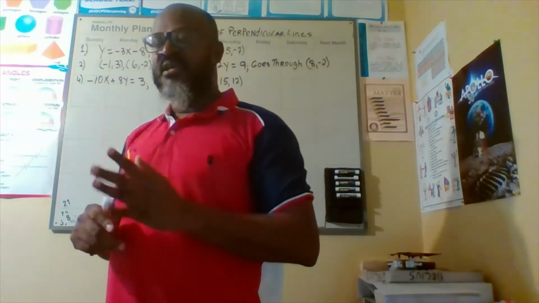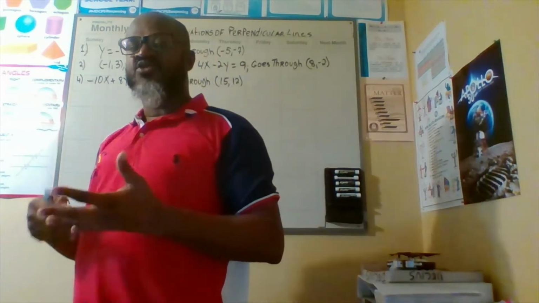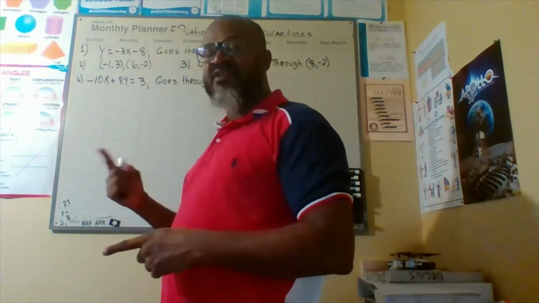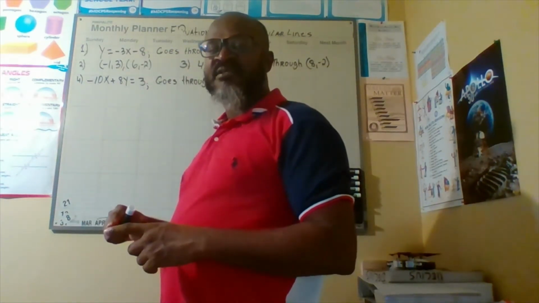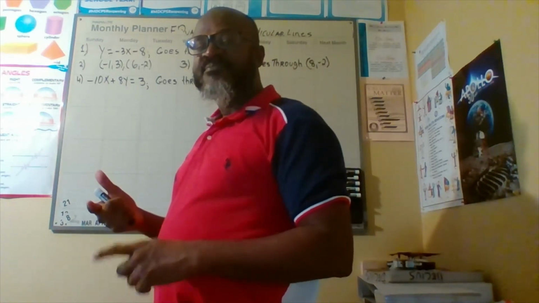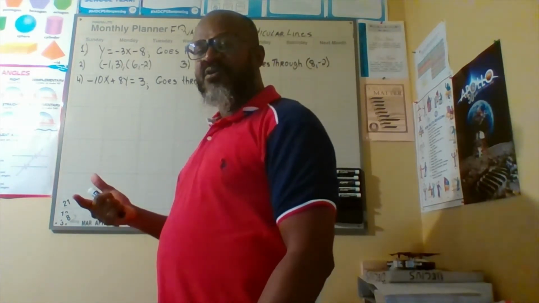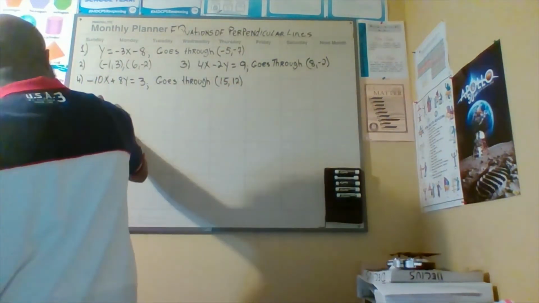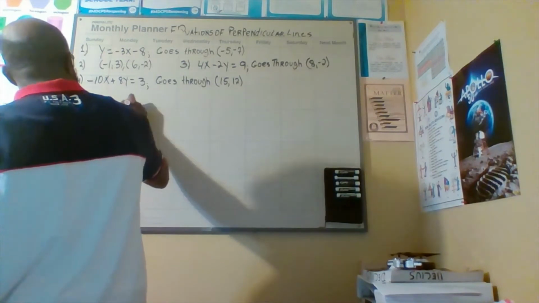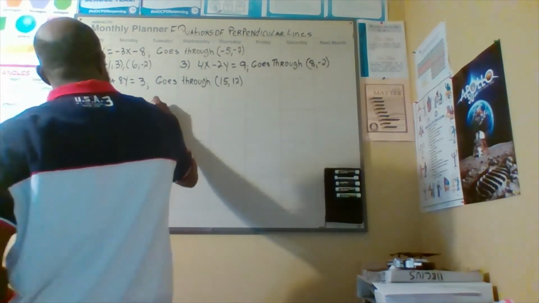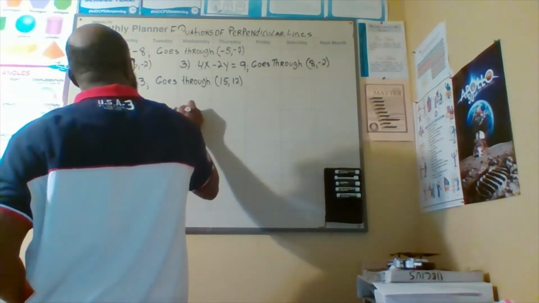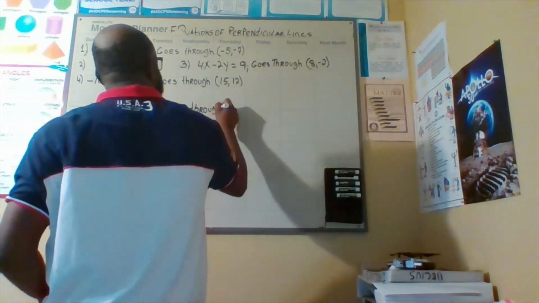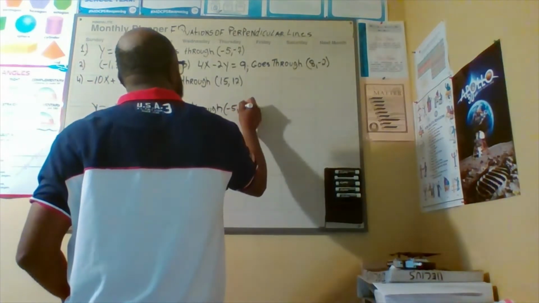Other than that, it has to do with the slope. When you determine if two lines are parallel, they will have the same slope but different y-intercept. If two lines are perpendicular, the slope must be the negative reciprocal. All right, so let's go with number 1. You have an equation y equal negative 3x minus 8, and they tell you it goes through the point negative 5, negative 7.